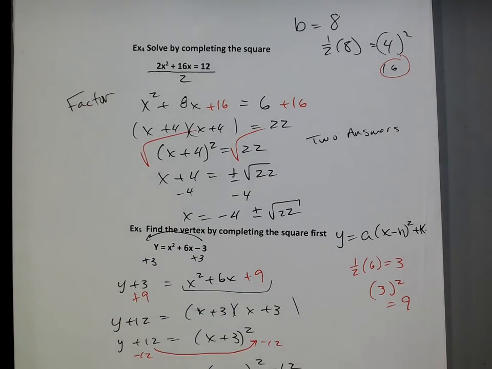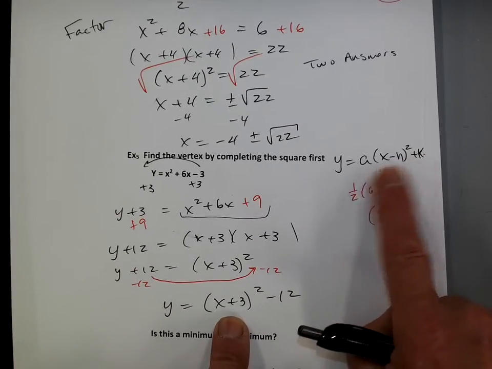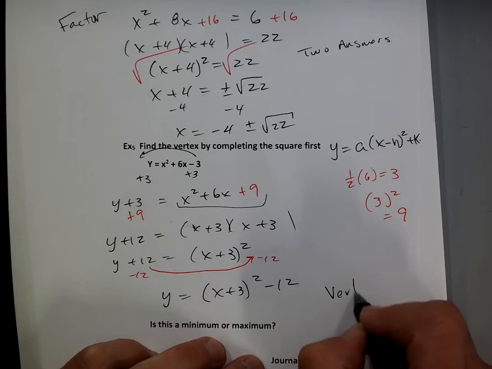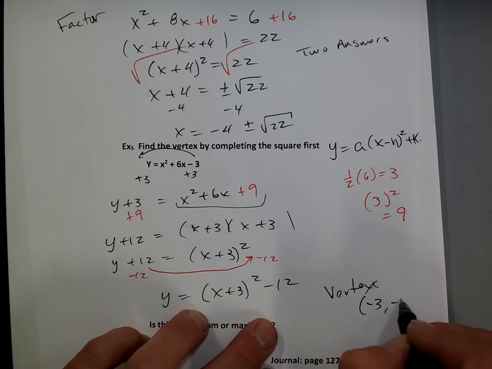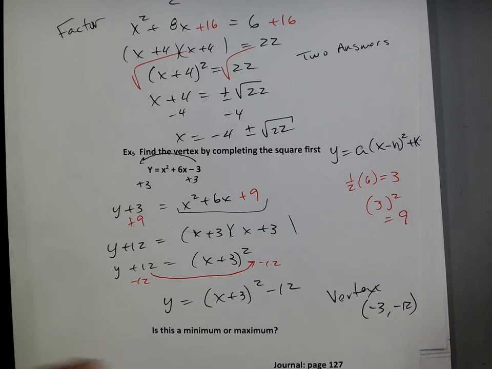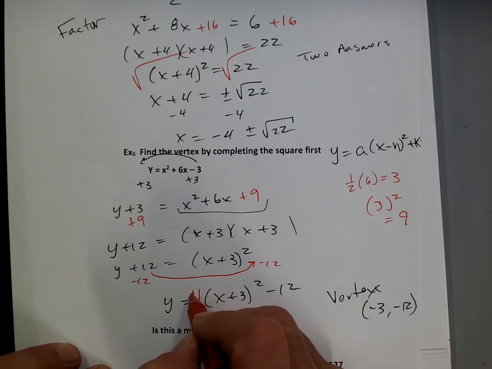Now, it's in vertex form. Look, see, it's in vertex form. It's the exact same form as this. The vertex then is at negative 3, negative 12. Now, is that a minimum or maximum? Well, it's got to be a minimum, because that's a positive. There's a positive 1 right here. It's invisible, positive 1.